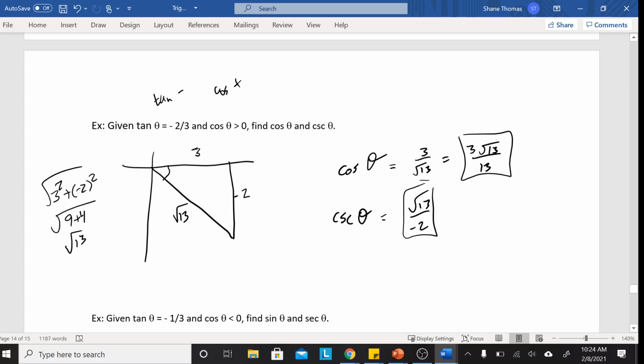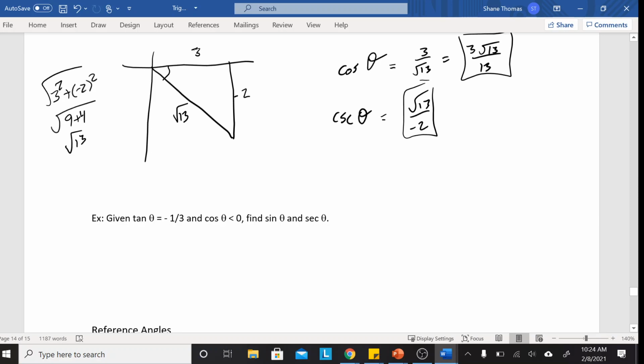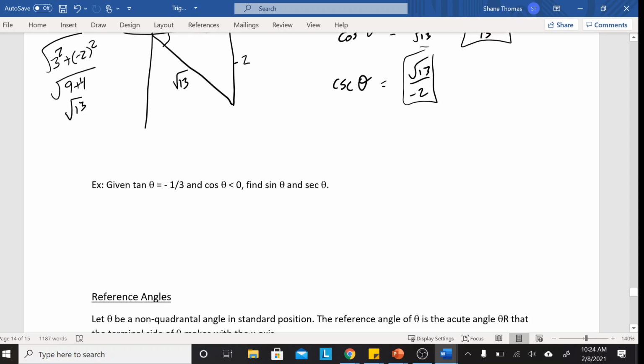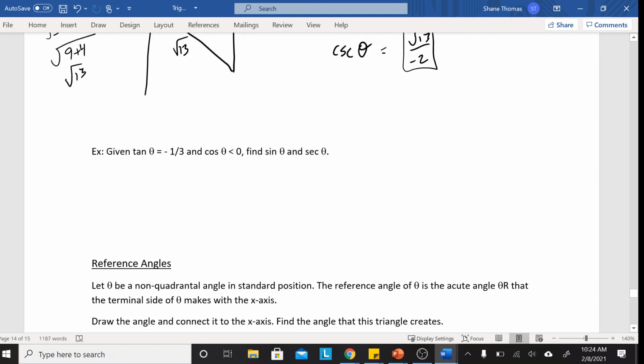Now I have another sample here. Just for the sake of time, I'm going to skip over this example. We can look at that maybe as a warm-up to start next class. Okay, I want to get to this reference angle part.